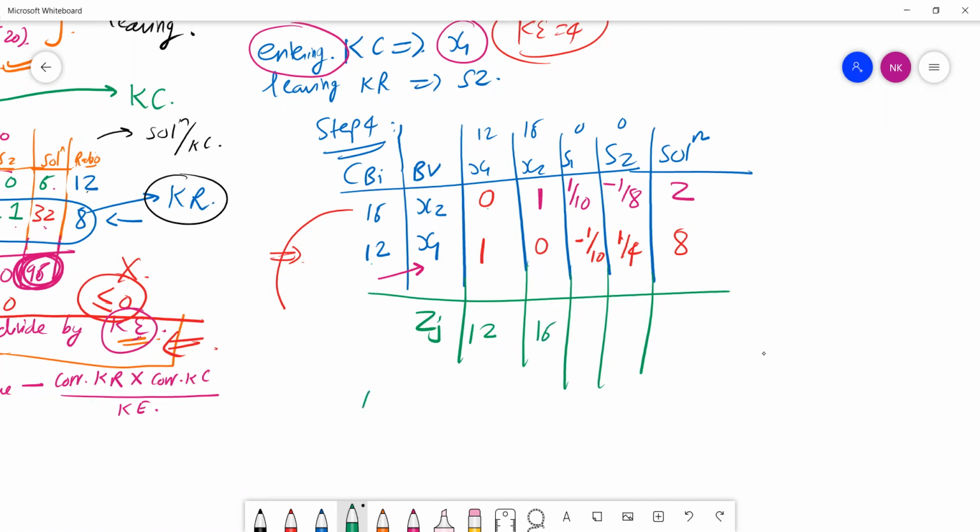16 multiplied by 1 by 10 plus 12 multiplied by minus 1 by 10, so I'm just writing minus over here. So 16 minus 12, 4, 4 by 10, so it will be 2 by 5. And corresponding to S2, it will be 16 multiplied by minus 1 by 8, so it will be minus 2. 12 multiplied by 1 by 4, it's 3, so plus 3, so it will be 1.